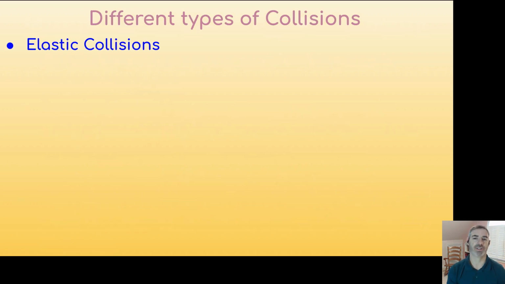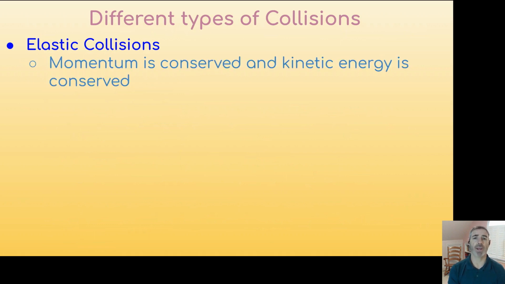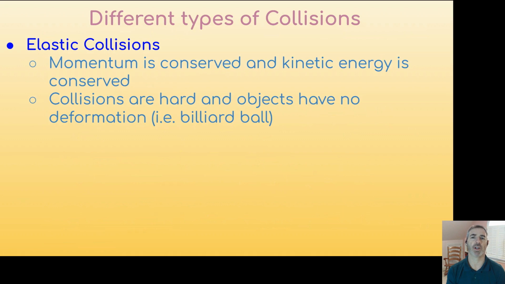So here are the different collision types. We have an elastic collision, in which momentum is conserved and kinetic energy is also conserved. The difference in our types of collisions is what goes on with energy, because momentum is conserved in all collisions. An example of an elastic collision is something hard where the objects have no deformation, such as a billiard ball. When a cue ball hits the eight ball, they do not compress at all, because the surface of the ball is incredibly hard so it does not deform.